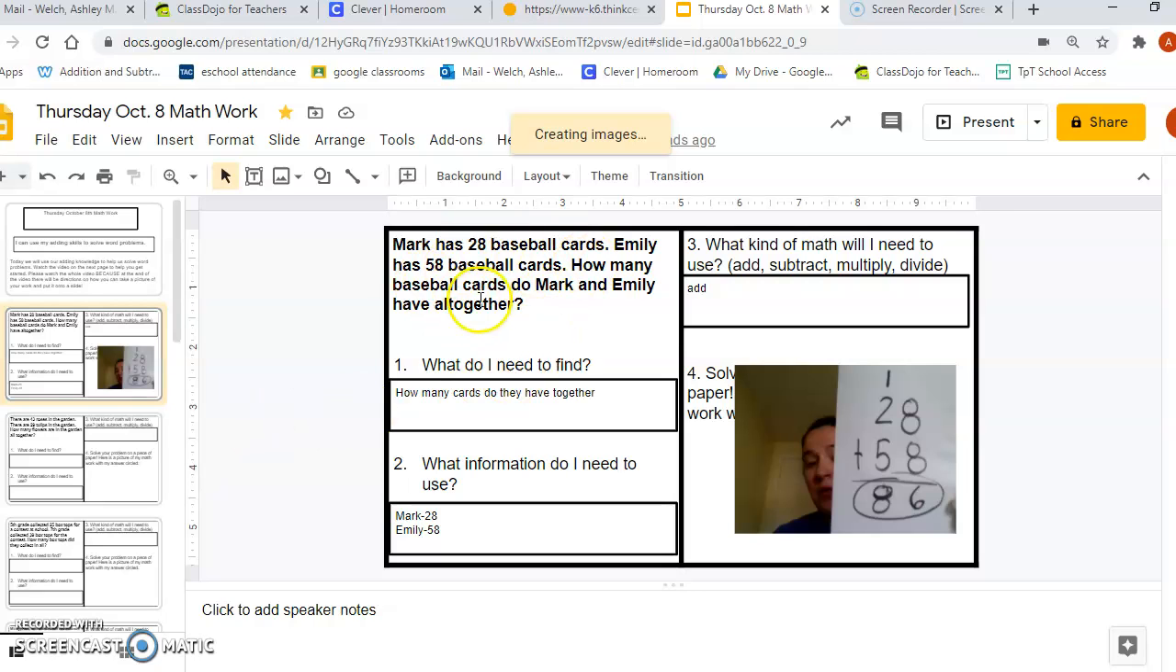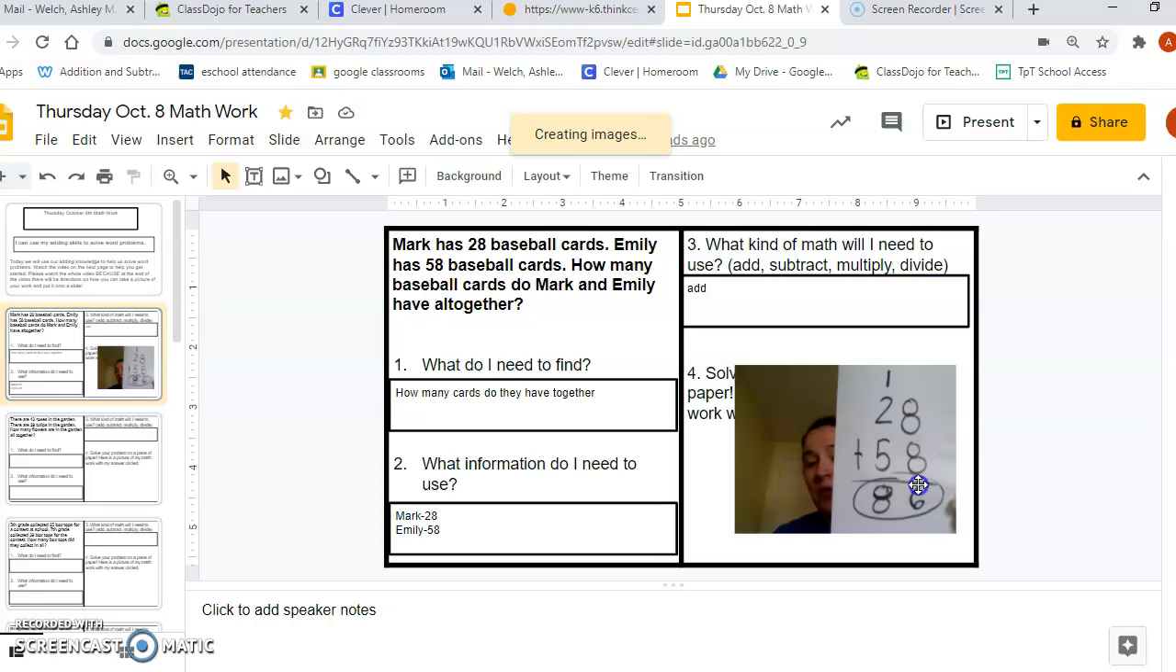So that is how you're going to solve your problems today. You're going to read your problem. You need to fill out steps 1, 2, and 3. What do you need to find? What are you trying to figure out? What information are you going to use? What kind of math are you going to use? And then you actually have to solve it on your paper. Now, if you're at home or in class and you're having a hard time just solving it on a piece of paper, don't forget you have your hundreds, tens, and ones blocks to help you. If you feel like you don't need your hundreds, tens, and ones blocks, that's okay too, but you have to be showing your math, especially, and putting in that picture.